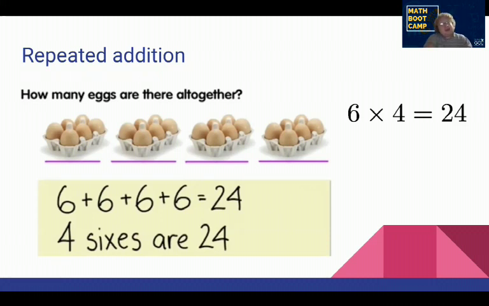Another way to say it is that it's the first number, the second number of times. What do I mean by that? We have 6, 4 times: 6, 6, 6, and 6. 4 6s are 24. It is worth noting that you can do it the other way around. You can do 4, 6 times and still get the same answer.